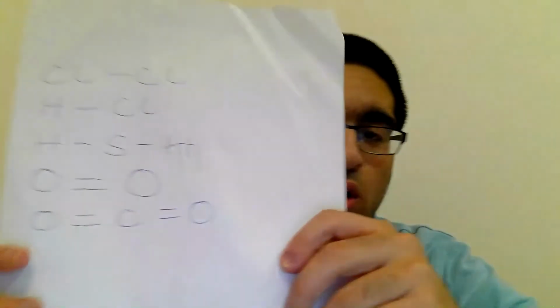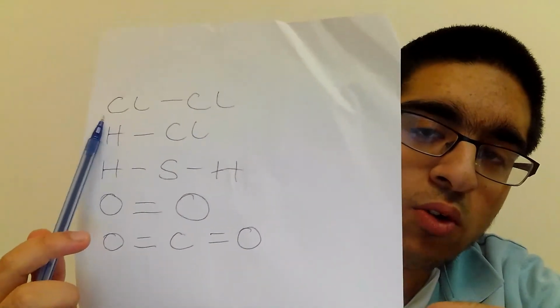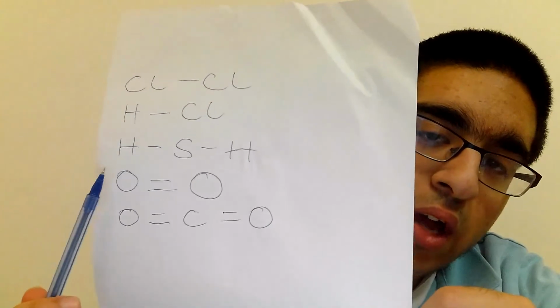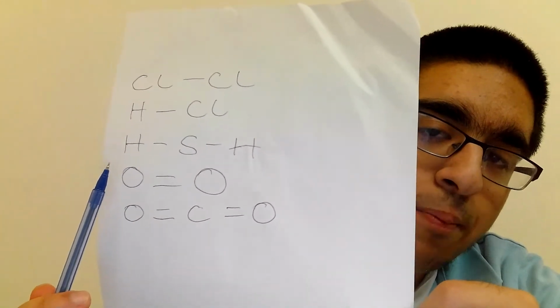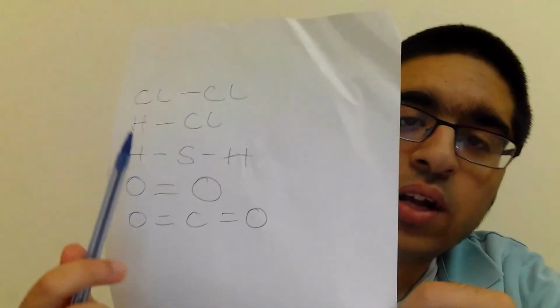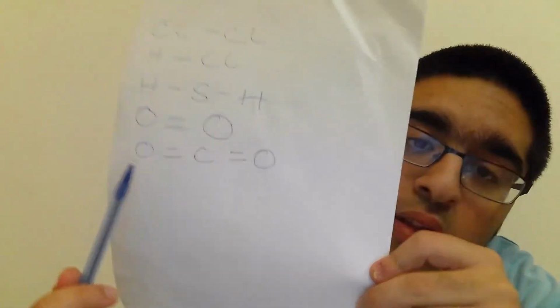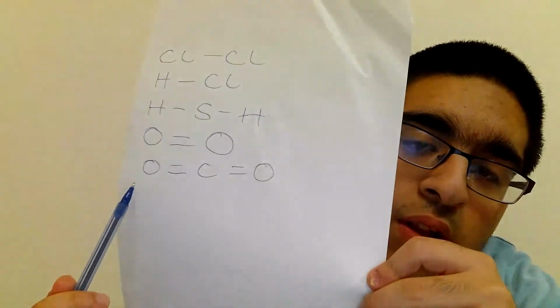So these should be the answers. For chlorine, single bonded to a chlorine there, that's the chlorine molecule, Cl2. Then hydrogen chloride, and H2S, hydrogen sulfide, that's called. Then that's oxygen, obviously double bonded, and then that's carbon dioxide. So the last one's carbon dioxide. So basically that should be the answers there. Hopefully it makes sense what I'm saying.